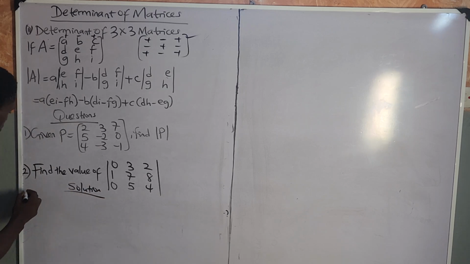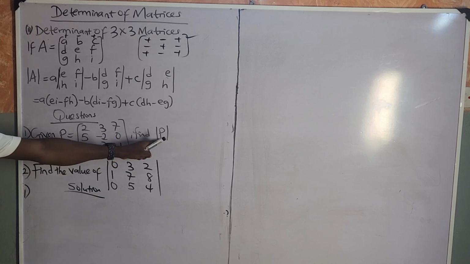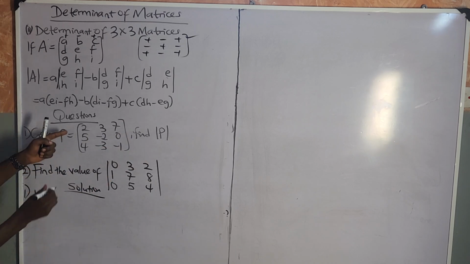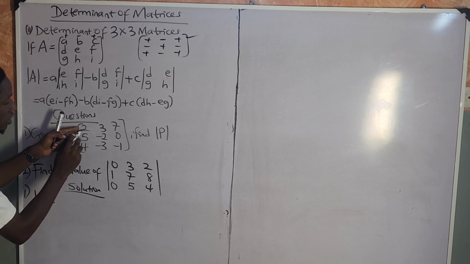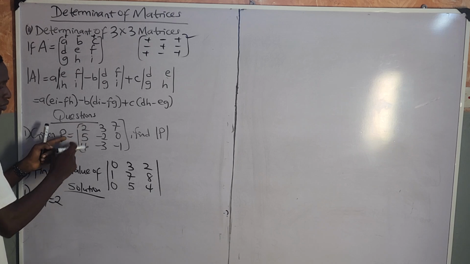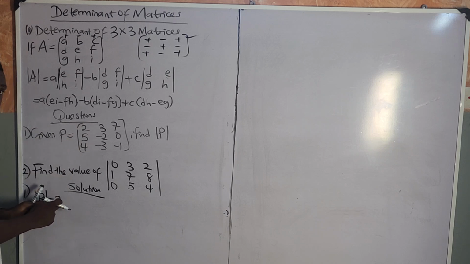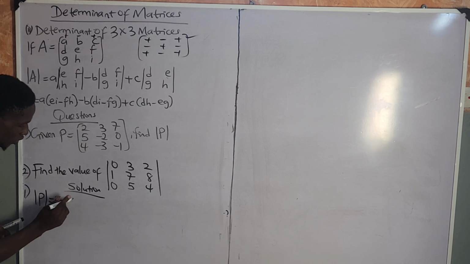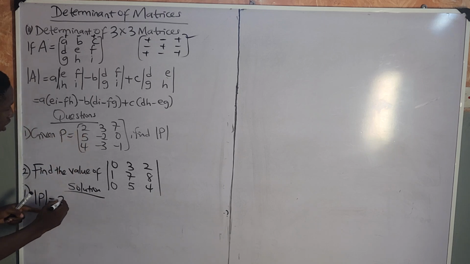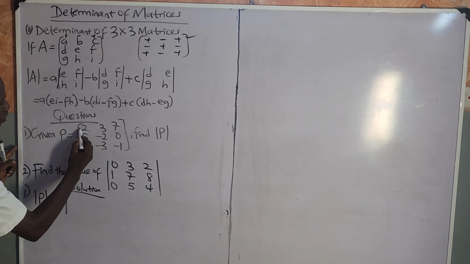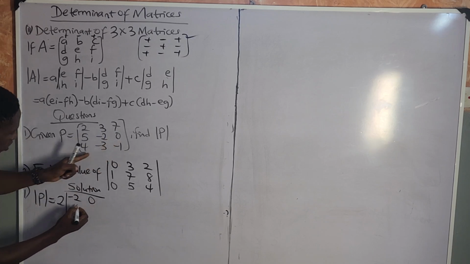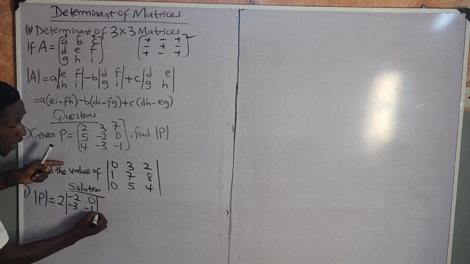We are given that matrix P is this. Find determinants of P. So let's work together. This is the first one. It must be plus. So we have 2. The sign here is plus. If it's positive, just write it like that, no need of putting plus 2. So 2, this will cancel this and this. We are left with minus 2, 0, minus 3, minus 1.